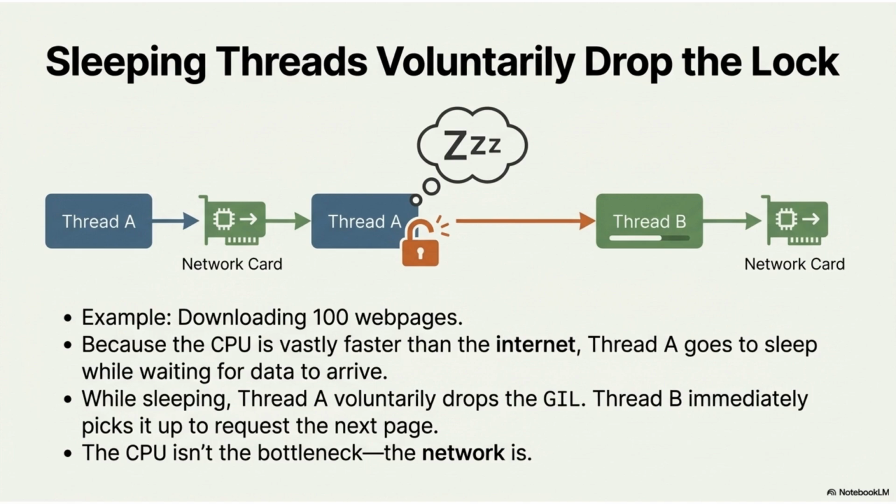For example, when downloading web pages, the CPU is faster than the internet. Thread A goes to sleep waiting for data and drops the GIL. Thread B picks it up to request the next page. The network is the bottleneck, not the CPU.